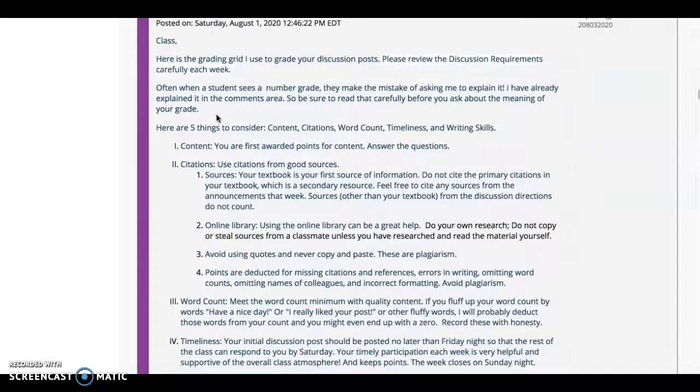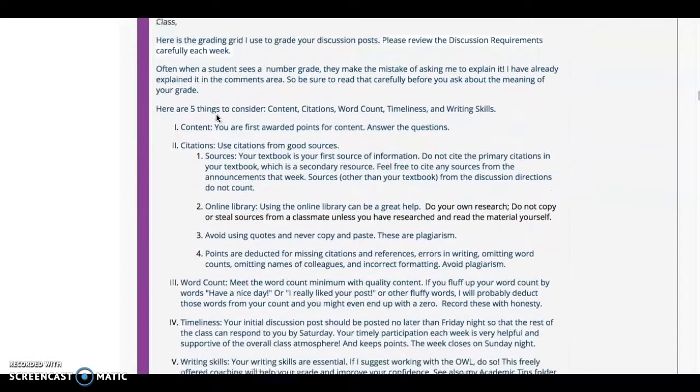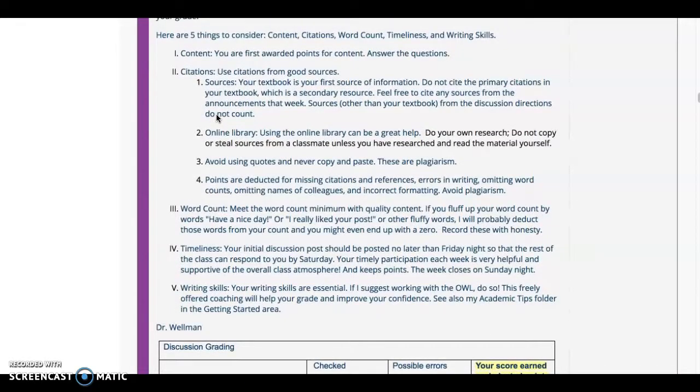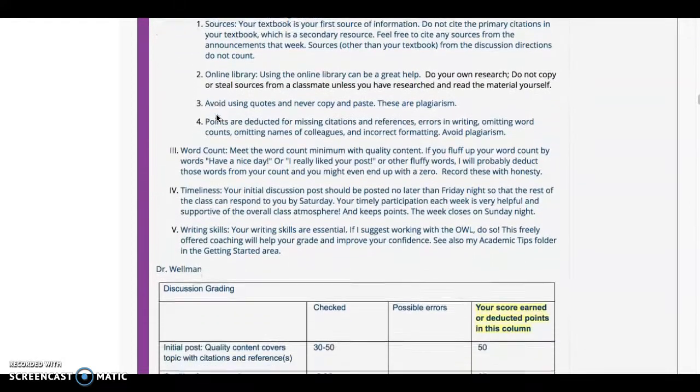The discussion post grading grid is here also, and I'd like you to consider the content, your citations, your word count, timeliness, and writing skills.